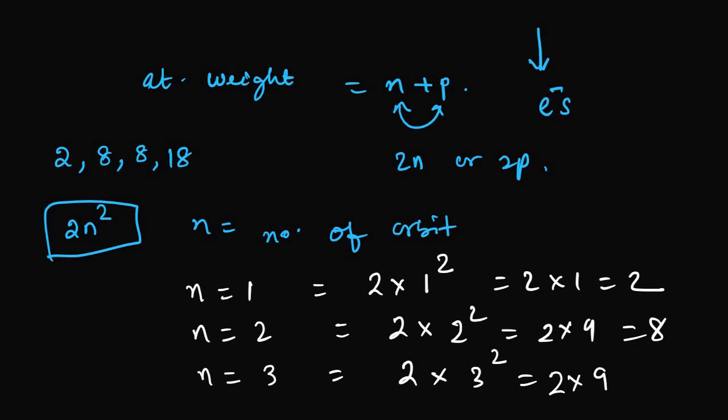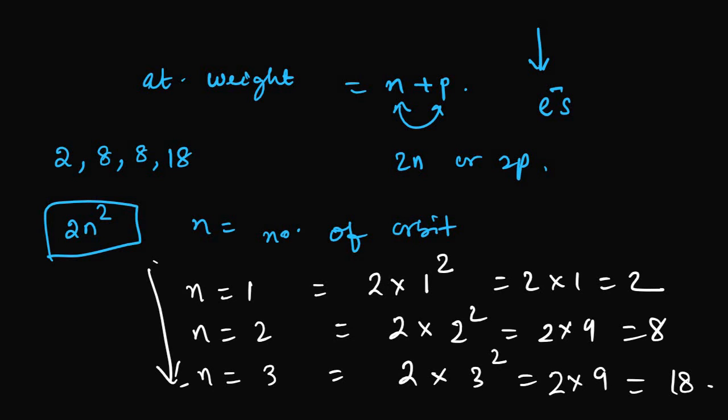You can see it follows the 2, 8, 18 pattern. It goes on like this. You can arrange as many electrons as you want in the orbits around the nucleus. So this is the structure of electrons around the nucleus.